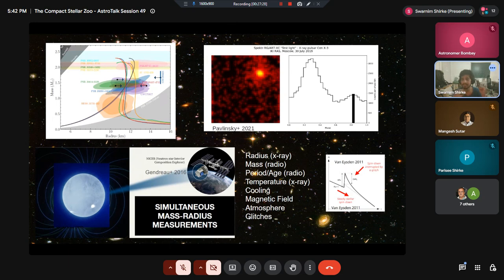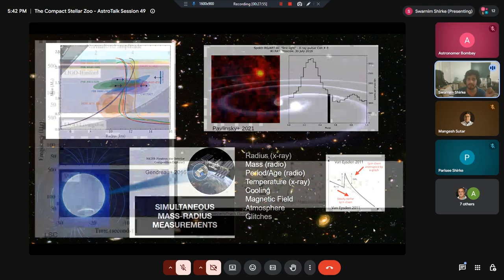Some things like the temperature and atmosphere concern the exterior of the star. Glitches, for example, have to do with the interior. The mass-radius relationship has to do with the interior. You see on the top left, I've shown mass-radius plots. These come from different X-ray observations of different pulsars, so you can make such observations and derive mass and radius. You can get such plots even using gravitational waves.